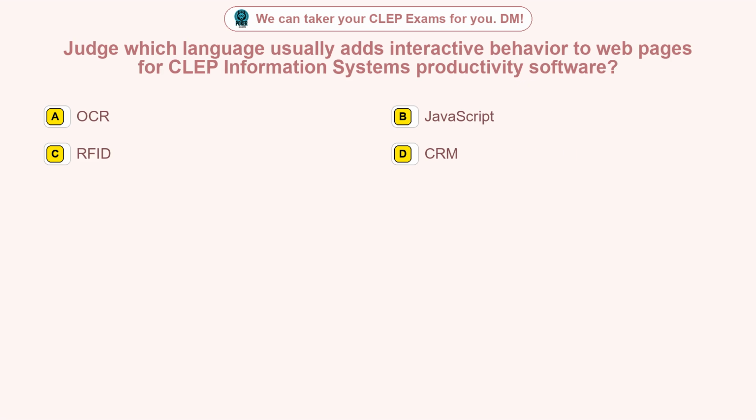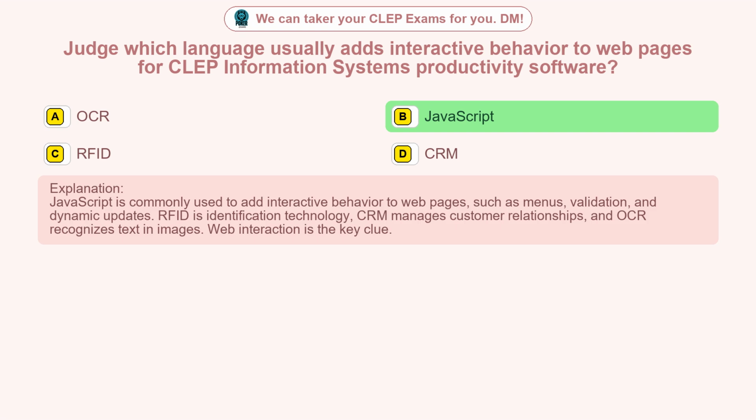Question 36. Judge which language usually adds interactive behavior to web pages for CLEP Information Systems productivity software. Option A. OCR. Option B. JavaScript. Option C. RFID. Option D. CRM. The correct answer is option B. JavaScript. JavaScript is commonly used to add interactive behavior to web pages, such as menus, validation, and dynamic updates. RFID is identification technology, CRM manages customer relationships, and OCR recognizes text and images. Web interaction is the key clue.